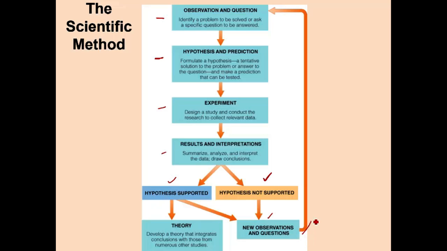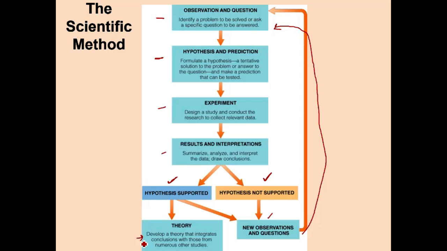So now we take that back and we form maybe a different hypothesis or tweak the one that we originally had. So if the hypothesis was supported, why do we think what happened? So we develop a theory that integrates conclusions with those from numerous other studies. And that's the key to the scientific method. And the key to science is, can that study be replicated? And can somebody else, somewhere else, get the same results that you got?